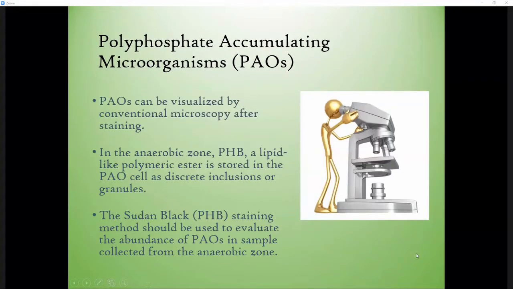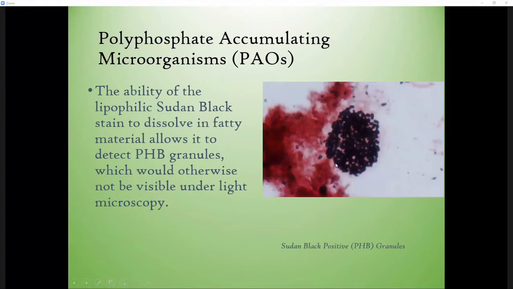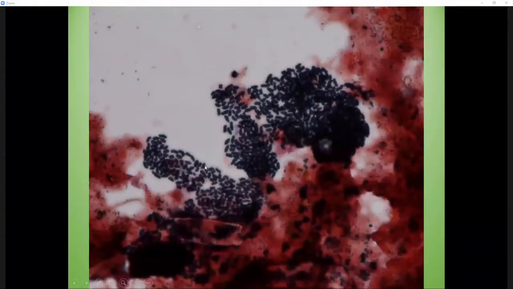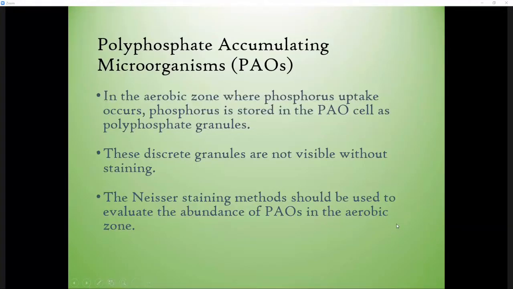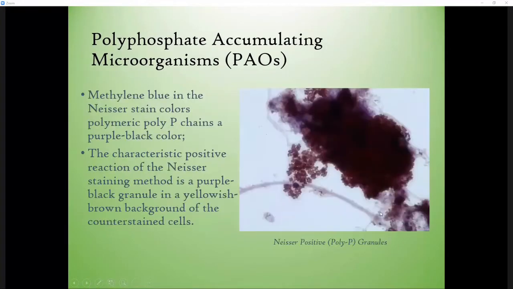Okay, so like I was saying, you can see the PHB microscopically using the PHB stain, and it'll look like this. You'll see this cluster of cells. PAOs like to grow in clusters. So here's another image of the PHB in the PAOs. This is what we take in the anaerobic zone. In the aerobic zone, we use the Neisser stain, and so it looks more like this in the aerobic zone.